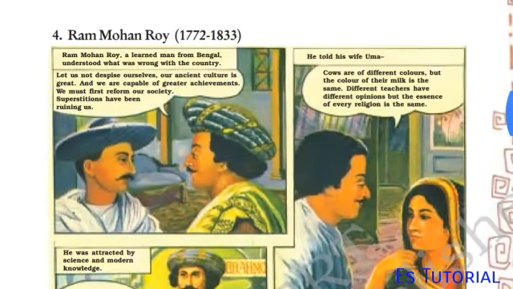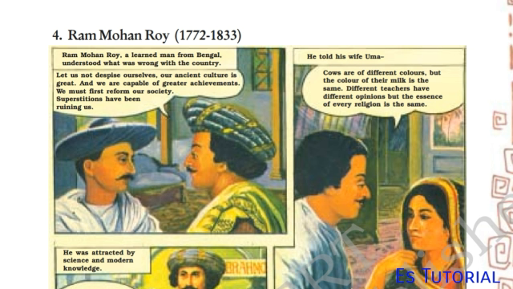Let us not despise ourselves. Our ancient culture is great and we are capable of greater achievements. We must first reform our society. Superstitions have been ruining us. Superstitions means blind belief. That is ruining our society.